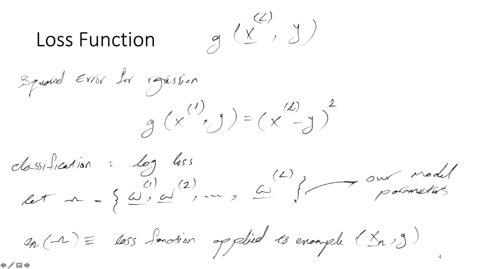After that, you have to calculate the E_n of omega, right? For all your model parameters. And this is going to be the loss function applied to that example, the x_n and the output of that, which was y, right?